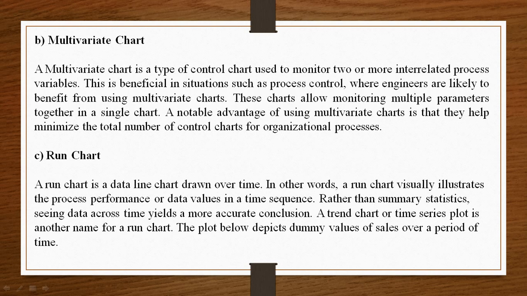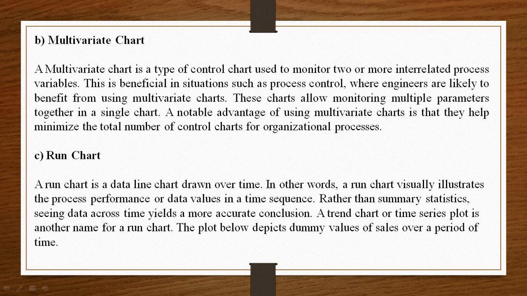Multivariate chart. It is used to monitor two or more interrelated processes, and is beneficial in situations such as process control, where engineers are likely to benefit from using a multivariate chart. It will allow monitoring multiple parameters together in a single chart. The notable advantage is that they will help minimize the total number of control charts for an organizational process.